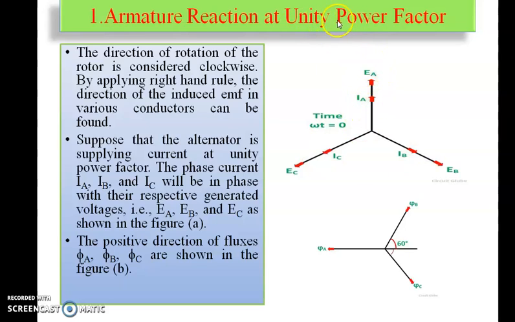Okay, for unity power factor, as we know, the current in all phases is always in phase with the voltage. That means IA, the armature current in A phase, is always in phase with EA, the voltage in A phase. Similarly IB, EB and IC, EC. Now suppose that the alternator is supplying current at unity power factor, the phase currents IA, IB and IC will be in phase with the respective generated voltages EA, EB and EC, as shown in figure A.